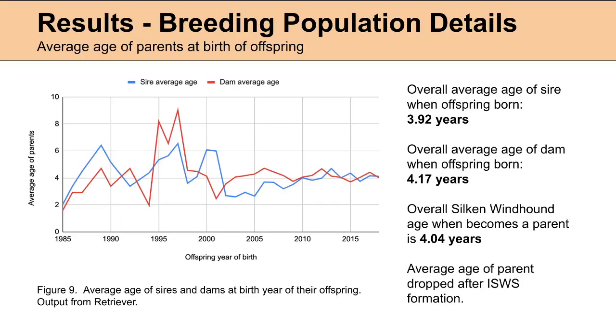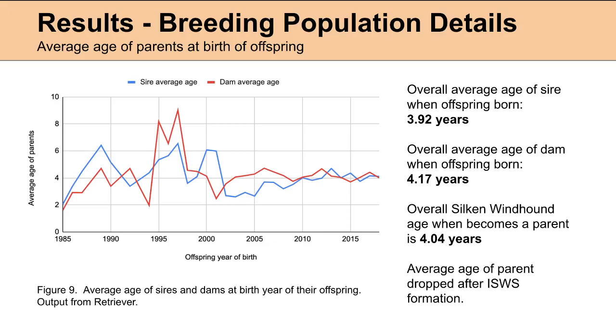And now we're getting more into what's going on within the population. Are sires producing more because they're being used later? Let's find out. This is from Retriever and is looking at the average age of parents at birth of their offspring. For puppies born in the year 2000, the dam's average age that year was 4, and the sire's average age was 6, and that's not a bad number to have.